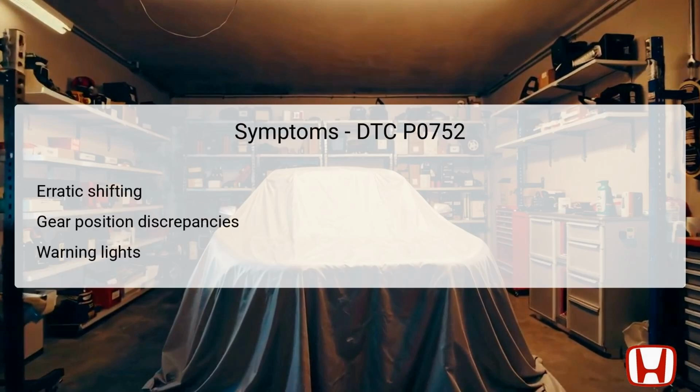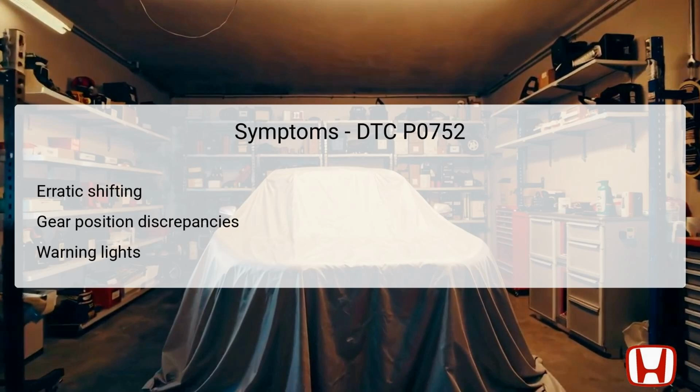functionality. Drivers experiencing DTC P0752 may notice several symptoms prominently during operation. One of the most common indications is erratic shifting behavior, where the transmission may hesitate or shift unexpectedly or harshly between gears. This can create an unsettling driving experience and is a direct consequence of the malfunctioning shift solenoid.